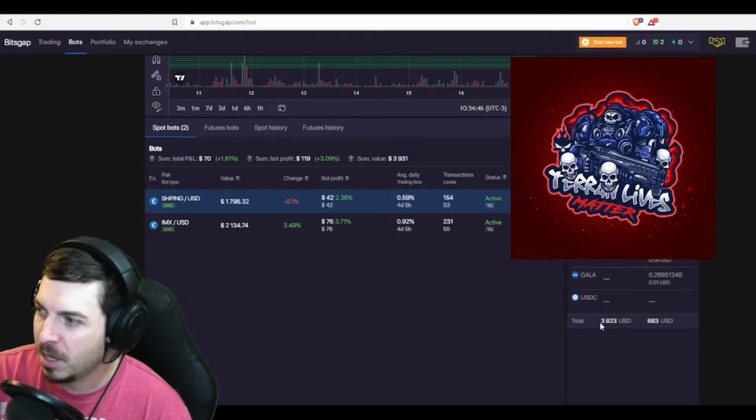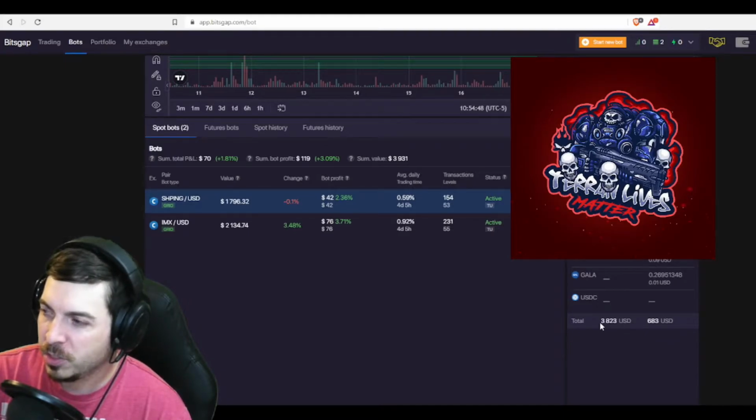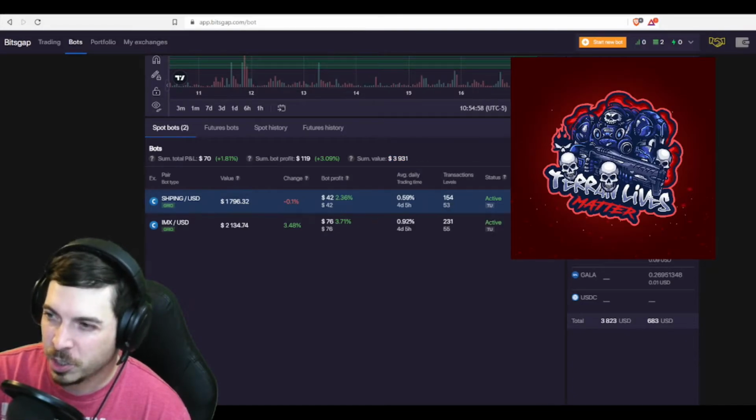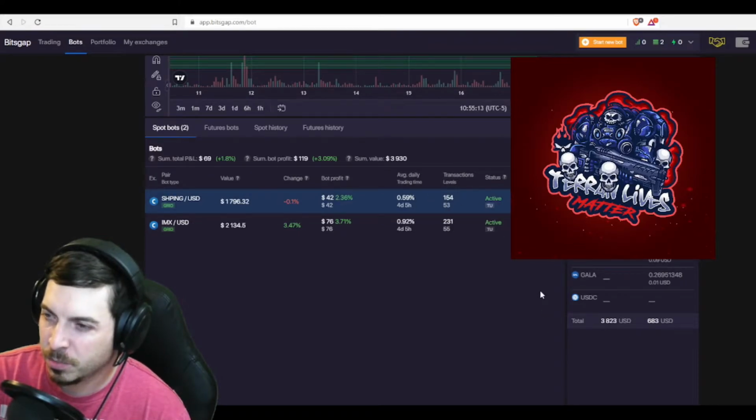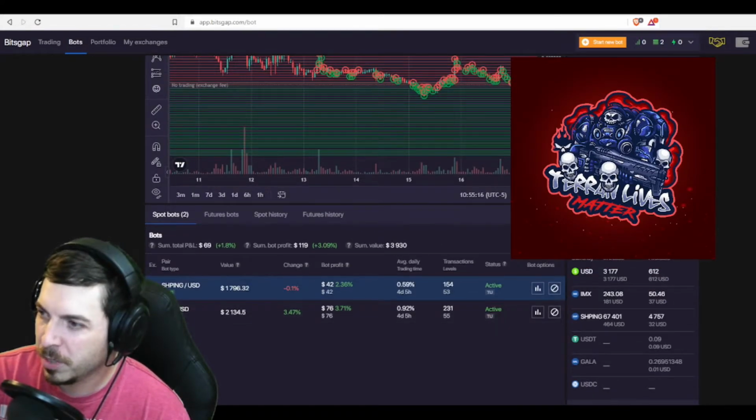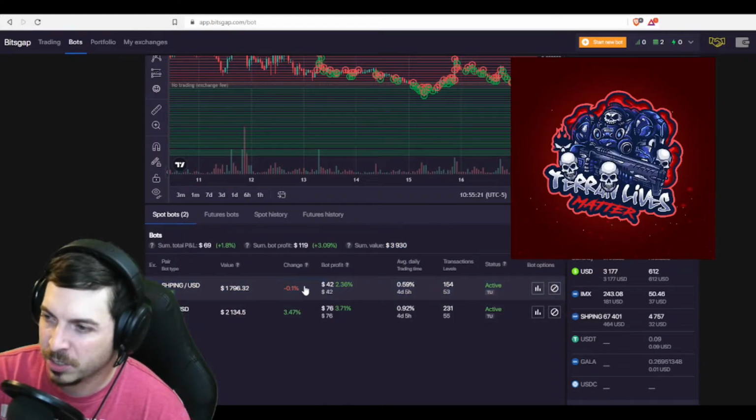So I have a total of $3,823 US according to this number over here, but over here it says 3,931. I'm not entirely sure why those two numbers are different, but I know some trades are in limbo at some points in time, but it's odd that I've never seen these two numbers very close. There is a difference in these two numbers, even though most of the coins here should be in trades.